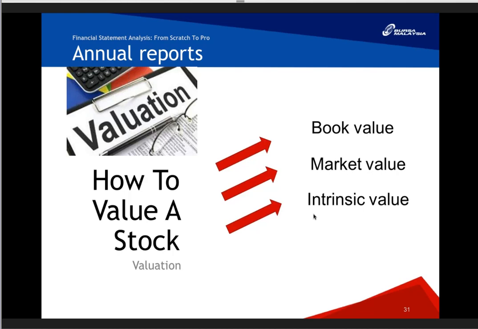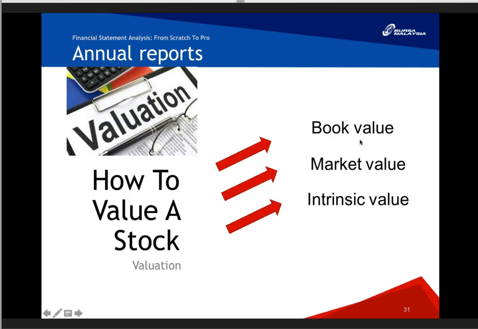So for the valuation of stock, we look at three aspects. The first one is the book value. Valuation means you want to know what the value of this company is. Is it selling at 10 ringgit? Is it high, overvalued, or undervalued? So you have three levels of this valuation.